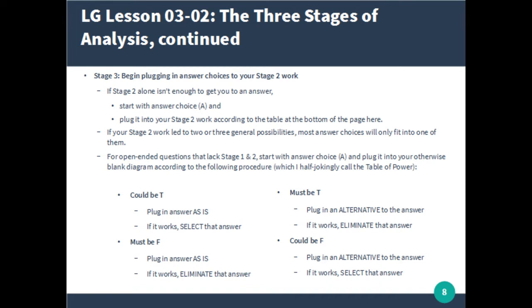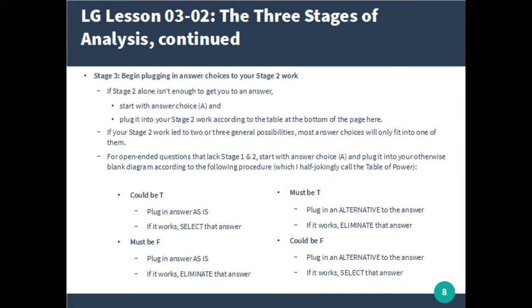So stage 3 is when you begin plugging in answer choices to your stage 2 work. If stage 2 isn't enough to get you an answer, you just start with answer choice A, plug it right into your stage 2 work if you have any, and then after you plug it in, you process it according to the table that I have at the bottom of the page here. So skipping down to the bottom of the page, you'll see that I have 4 bullet points with 2 sort of responses underneath them. So I'll just go through the table.